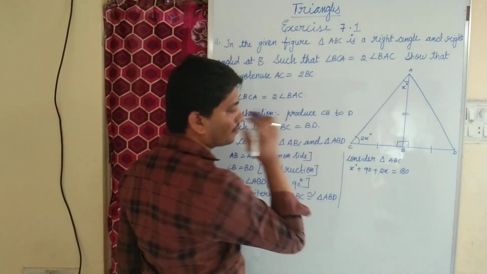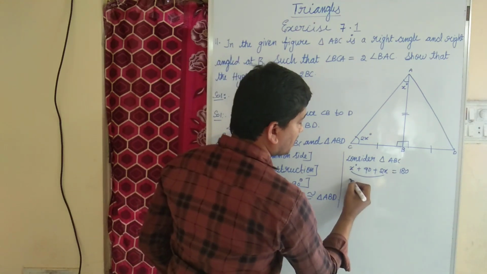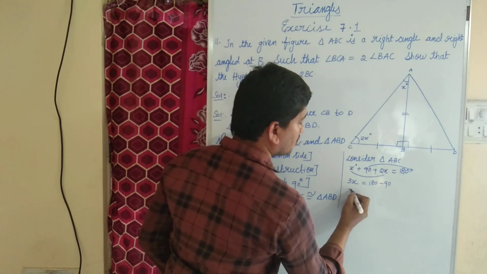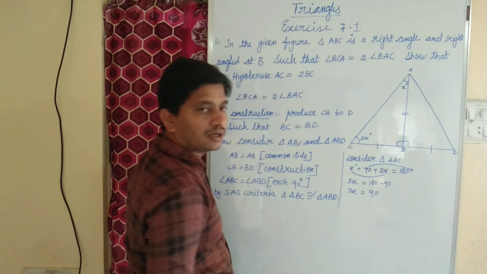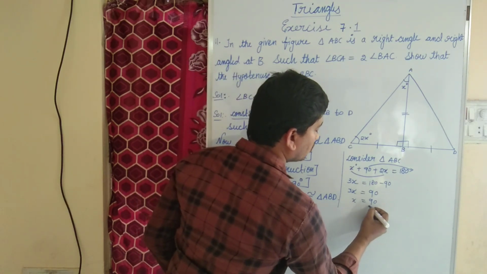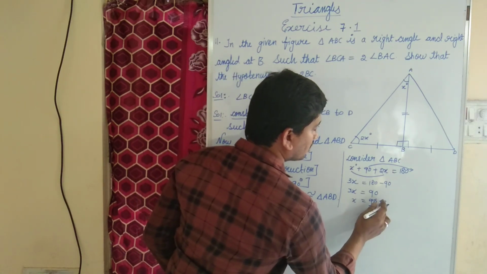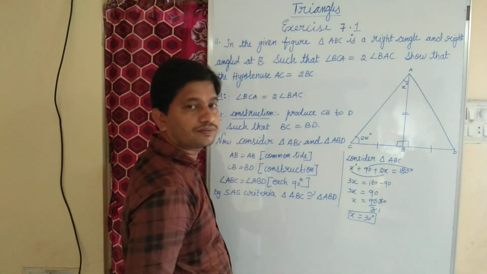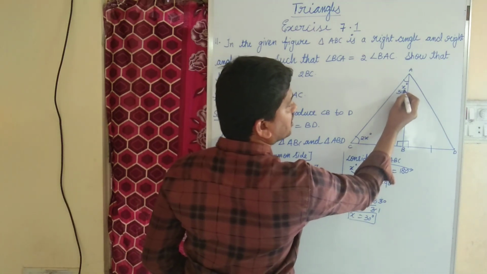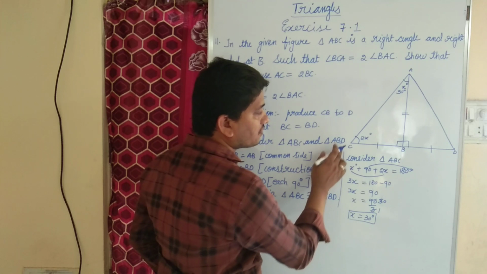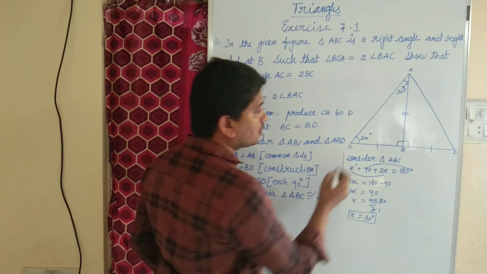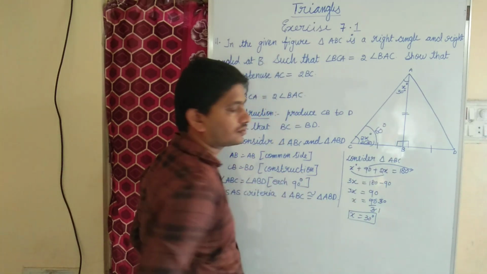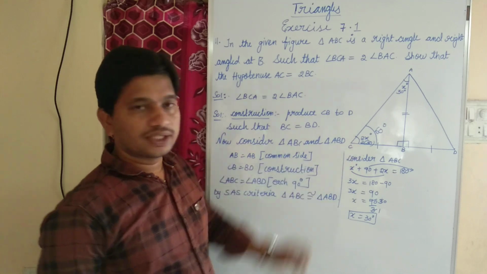So x plus 2x, that is 3x, plus 90. You transpose: 3x is equal to 180 minus 90. Therefore x is equal to 90 by 3. So x is equal to 30 degrees. As we got, this angle is 30 degrees. If it is 30 degrees, what about angle C? It will be 2 times, so 2 into 30, it will be 60 degrees, children.